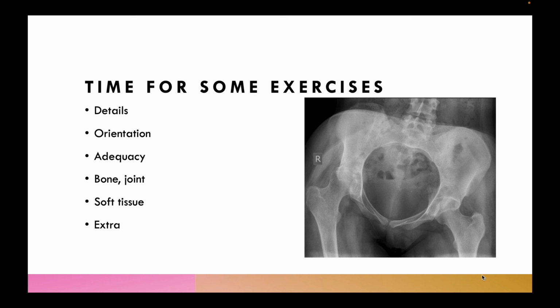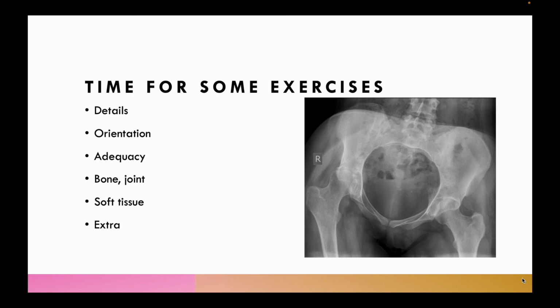Then both SI joints appear to be normal. Both proximal femur appear to be normal. Then the visualized part of the lumbar spine and sacrum also appear to be normal. However, sacrum cannot be visualized completely because of the bowel gas.